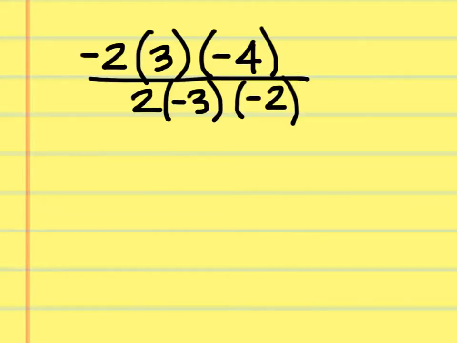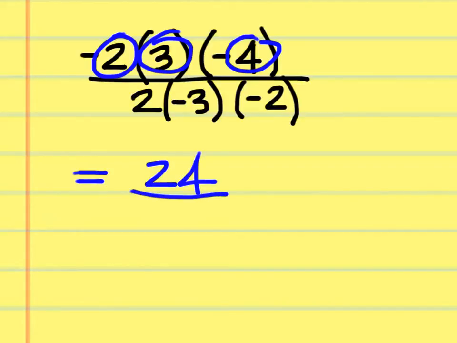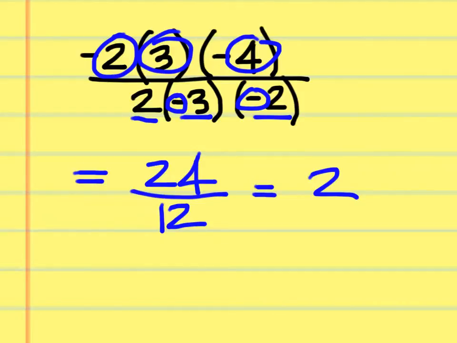Do the top first. Negative 2 times 3 times negative 4. We have a total of 2 negative signs on top. So 2 times 3 is 6, times 4 is 24. On the bottom we have 2 negative signs, which makes the answer positive. 2 times 3 is 6, times 2 is 12. So the answer should be 2.